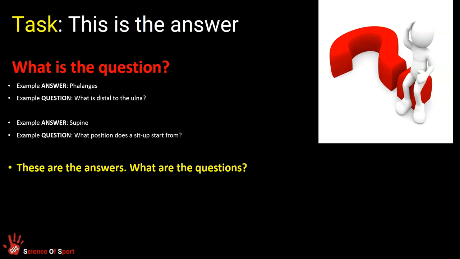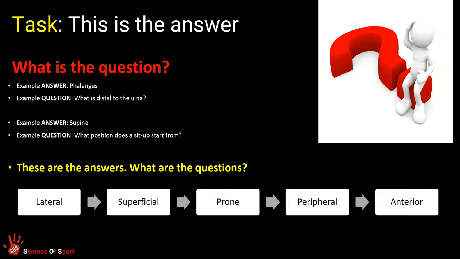So these are the ones I want you to write questions for. These here are answers: lateral, superficial, prone, peripheral, and anterior. You need to make up a suitable question to have these 5 terms as an answer.